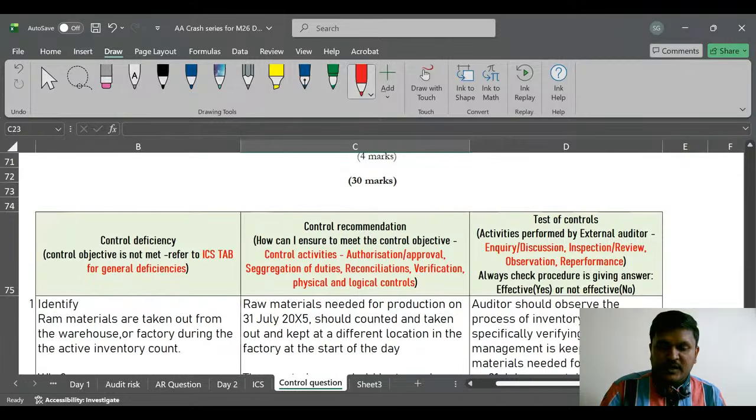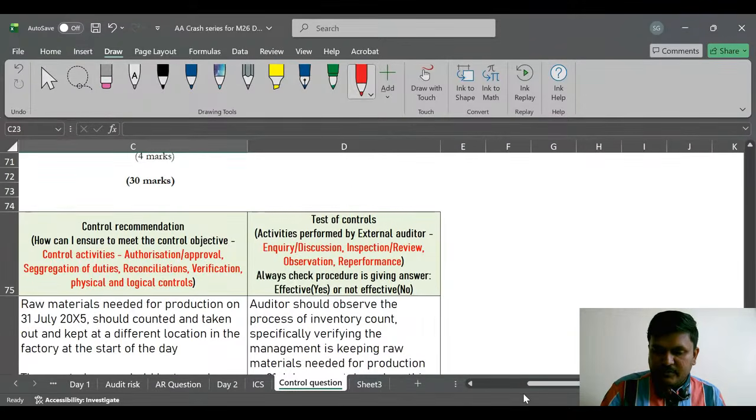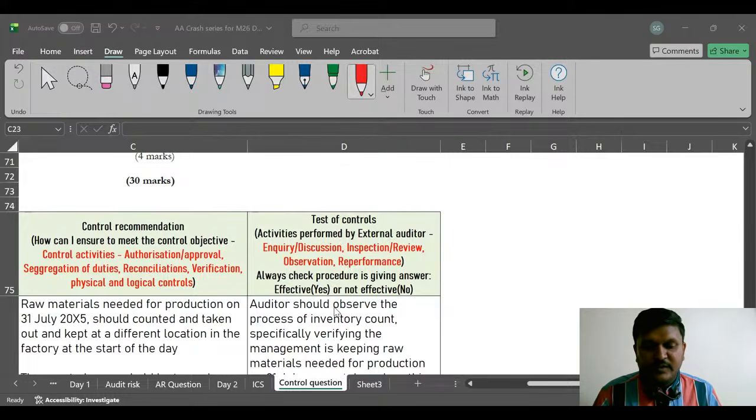Whenever you are looking into a control recommendation or a test of control, you can try to use the wordings over here. For control activities, when you are suggesting, you will go for an authorization kind of thing. You say segregation of duties can be there, reconciliations can be performed, it should be verified by a senior official, physical and logical controls can be there. Those are keywords we can use when you are going for the control recommendation.